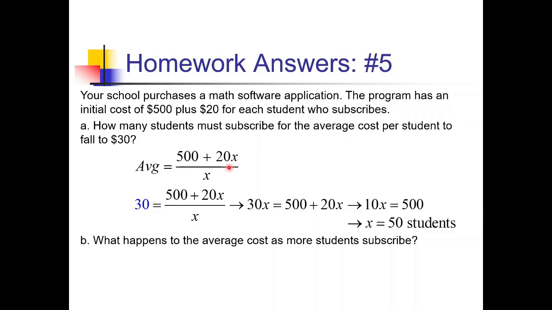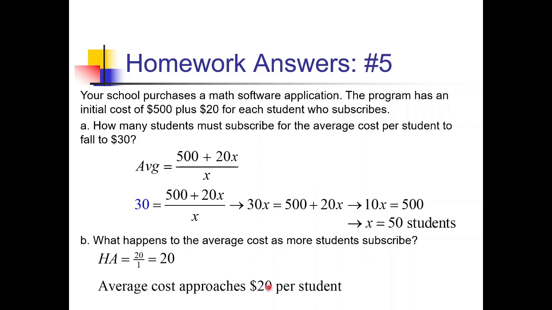And to find horizontal asymptotes on these, we just take the ratio of the lead coefficients. Now this 20x would be the lead coefficient if I actually wrote things in order like I'm supposed to. So we're going to end up with 20 over 1 for the horizontal asymptote, which is a value of 20. That means that as more and more students subscribe, your average value is going to be approaching $20 per student.